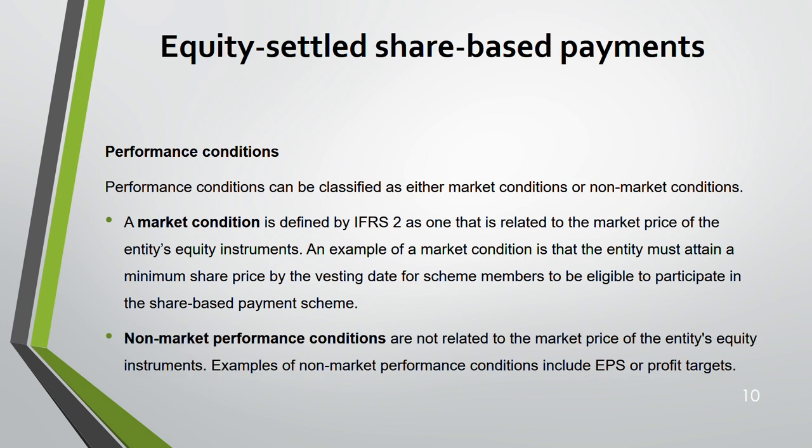Market condition is one related to the market price of the entity's equity instruments. For example, they will say that the price of your share should be a minimum of this much. That is a market condition. Non-market performance conditions are, let's say, your earnings per share or profit target. They are not related to the market price of your equity instruments. Market means the share price. Non-market means your EPS or profit targets, like that.